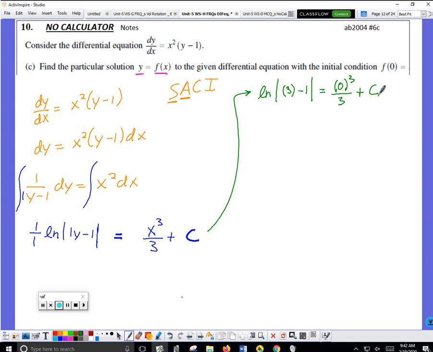Question? Awesome. So now you get natural log, absolute value of 2 must equal c. Absolute value of 2 is just 2, so I figured out c now.